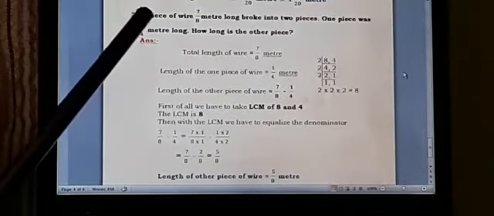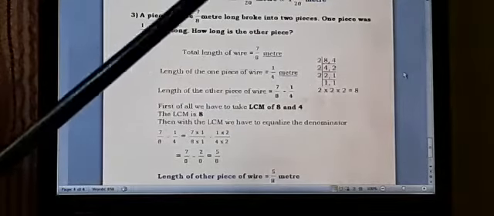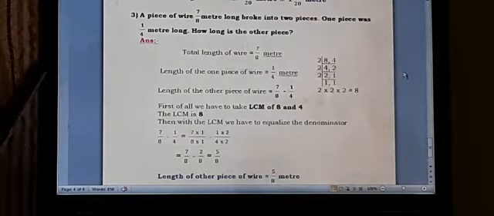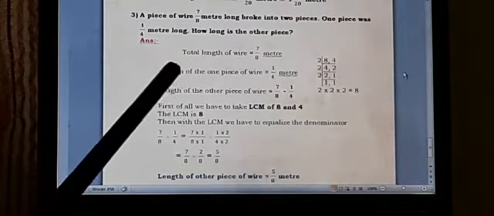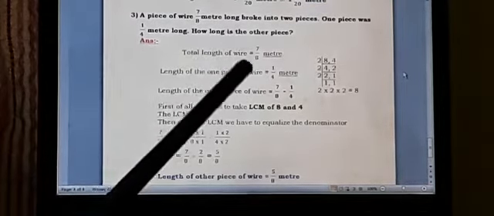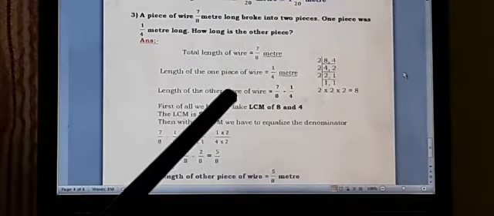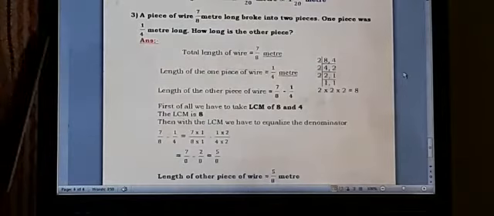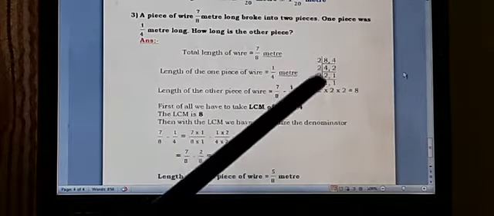Next question: a piece of wire 7 by 8 meter long is broken into 2 pieces. One piece was 1 by 4 meter long. How long is the other piece? So here they have given the total length of wire, 7 by 8 meter, and the length of one piece of wire, 1 by 4 meter. We have to find the length of the other piece of wire. So we have to subtract from the total the length of one piece. So 7 by 8 minus 1 by 4.